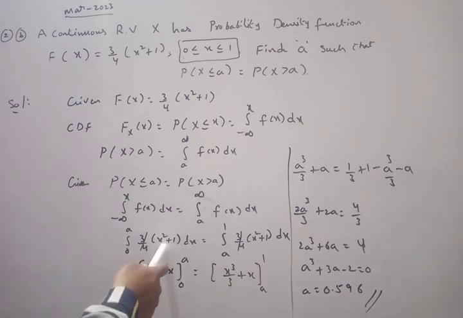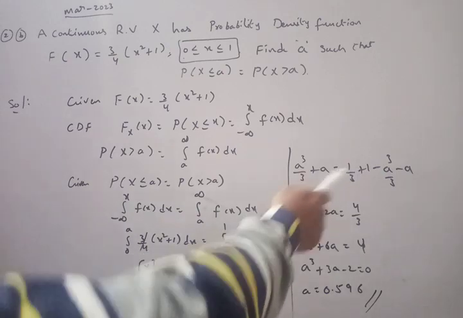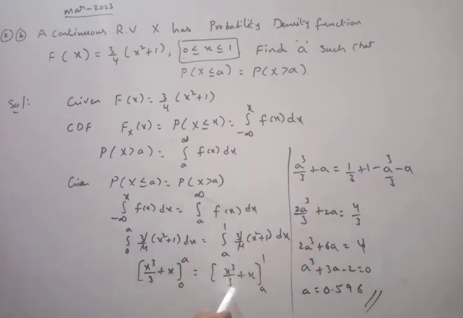Correct? Integrate here with respect to x, we got this, and integrate here. Then substitute the upper limit here, so you get 1 by 3 plus 1, and the lower limit minus a cube by 3. Take all a terms to one side, take the LCM and solve using the calculator, you will get the a value. Understand? We'll see one more problem.